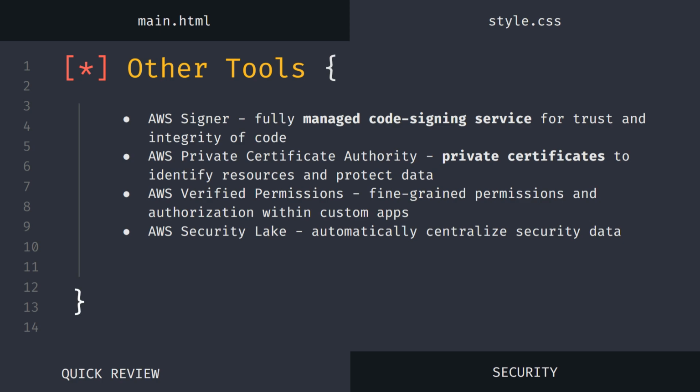Now that's pretty much it for security. I'm sure there's more out there. So do your due diligence and study up and practice.